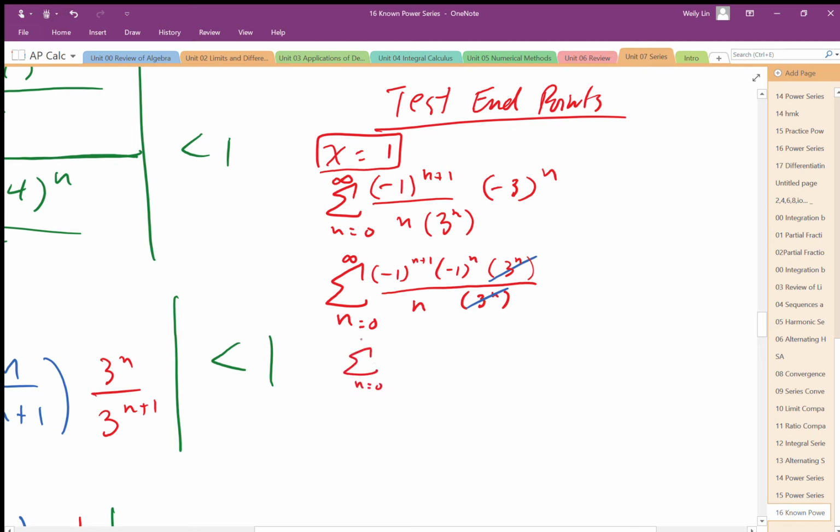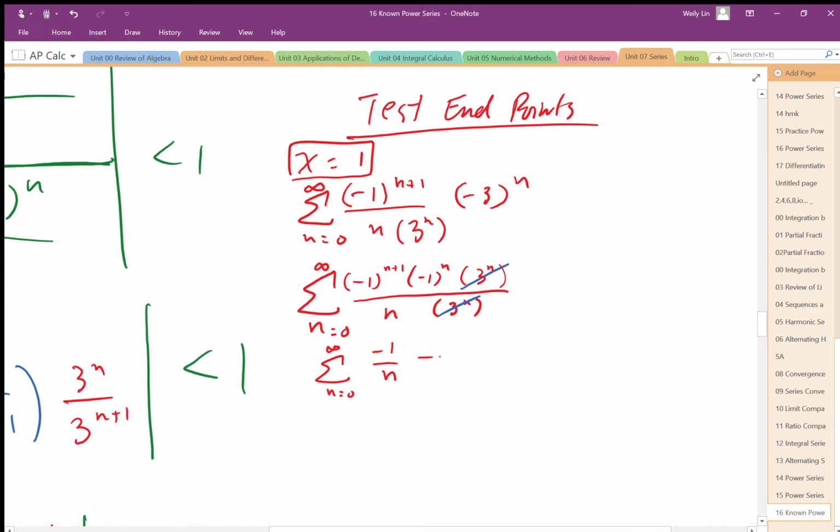So n equals 0 to infinity, it's going to be negative 1 over n. Well, this is a harmonic series. It's not alternating, so we know this is divergent.